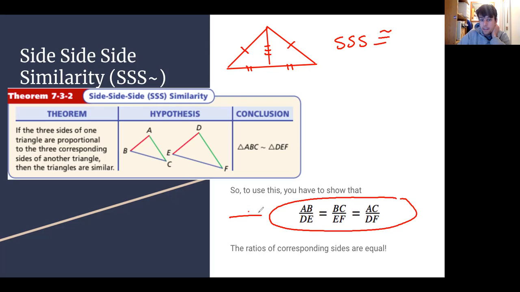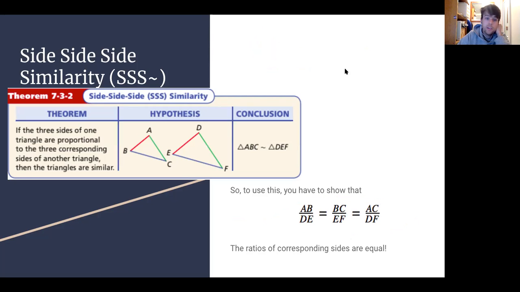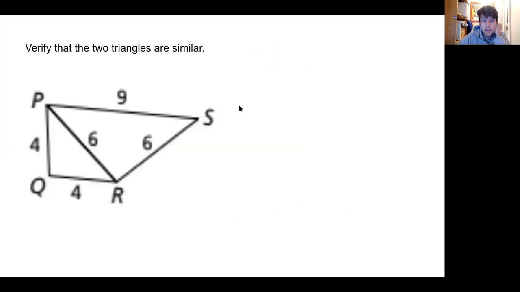So we will be needing to set up ratios to check this and simplifying and making sure all of those ratios are equal. So let's take a look at side-side-side similarity in action. All right, so here we have two triangles. I'll go ahead and outline them just so that we know what we're looking at, but we have P, Q, R. We have this one, and then we have the other triangle, PSR. They do share a side, but that's not as significant here as it is for congruent triangles.